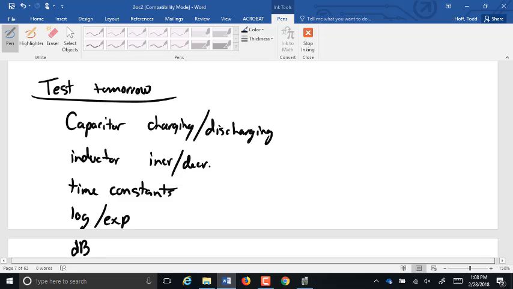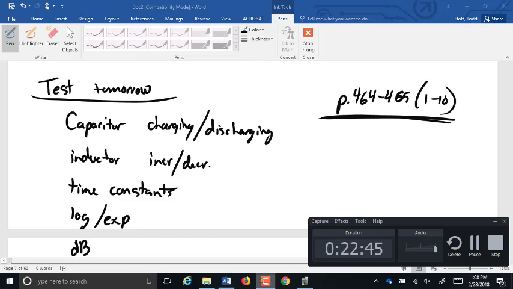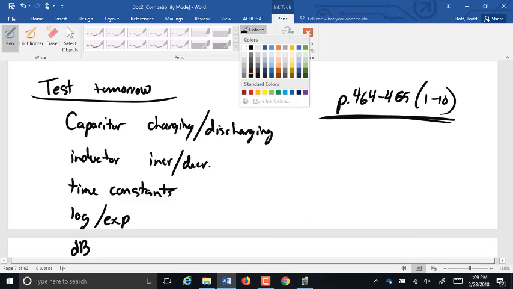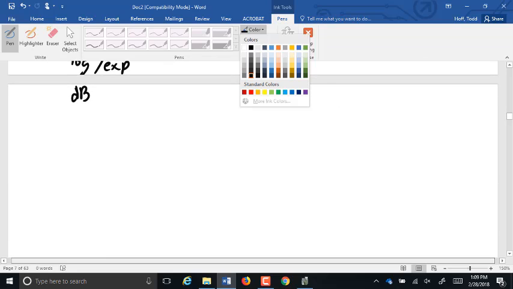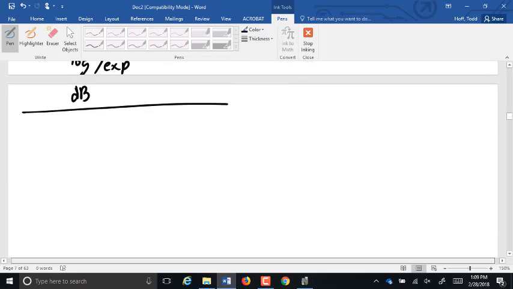It'll just come to you. Some practice, by the way, in that big packet, page 464 through 465, 1 through 10 is on the power stuff. Okay. What we have to do there for that power gain is we're actually going to be looking at a voltage and not a wattage.